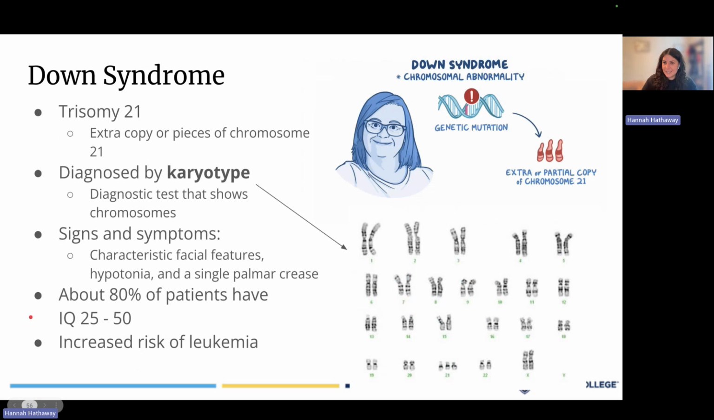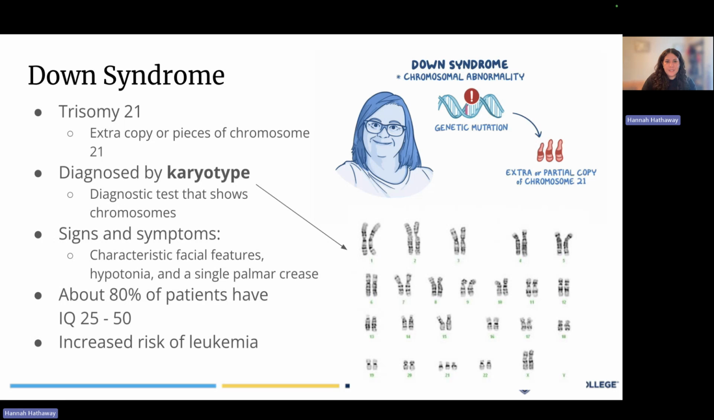And then the last genetic disease that you need to know is Down syndrome, also known as trisomy 21. So this is caused by either an extra copy of chromosome 21, so instead of 2 copies, there are 3, or there are also types of Down syndrome that are caused by maybe not an entire third copy of chromosome 21, but maybe just an extra piece of chromosome 21. So not the whole thing, but maybe just a chunk of an extra chromosome 21.